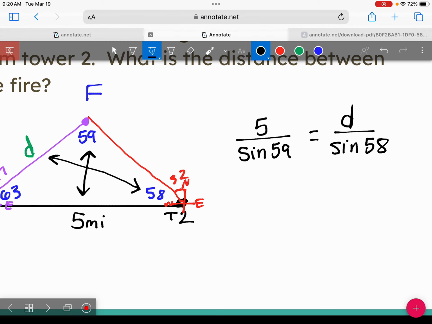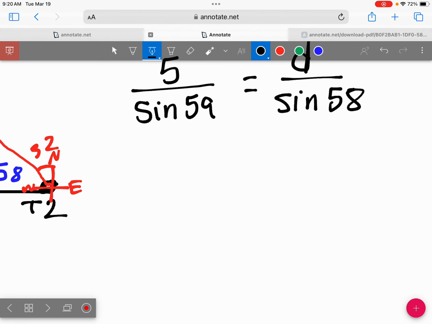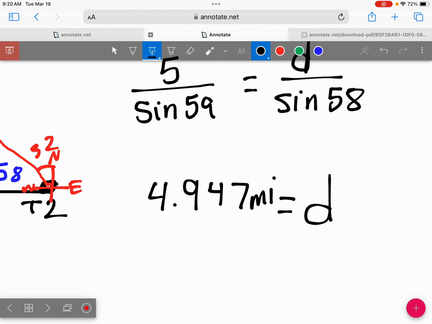So solve this for that distance. Multiply by the sine of 58 on both sides. What is the distance from tower 1 to the fire? 4.95, 4.947, depending on how we round it. I'm going to put 4.947, three decimal places. And it's miles.